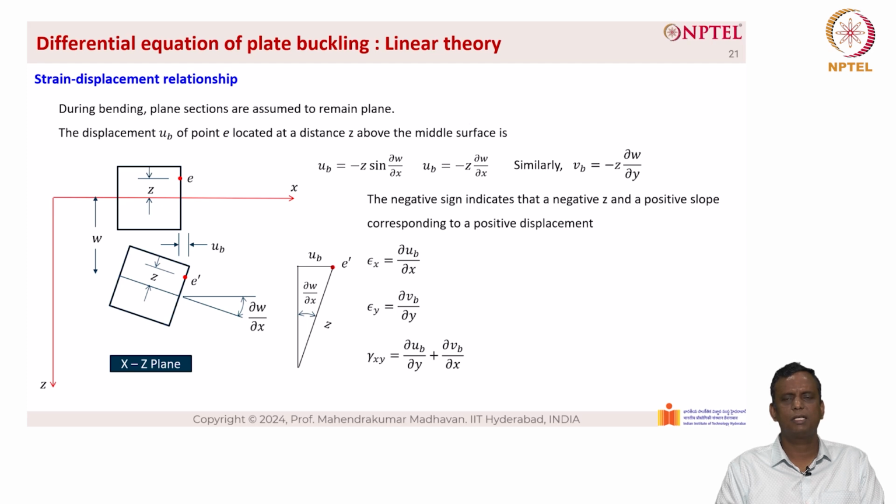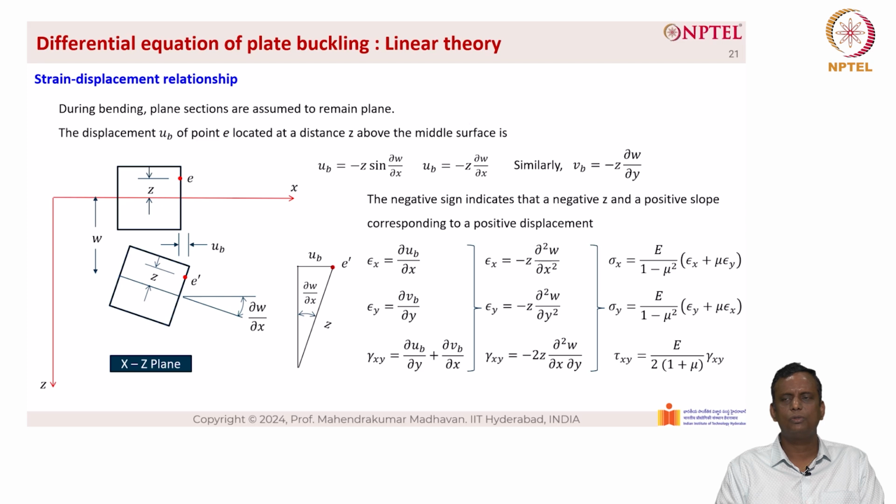We have epsilon x equal to dou ub by dou x and epsilon y equal to dou vb by dou y, and gamma xy equal to dou ub by dou y plus dou vb by dou x. So when we substitute the above terms based on u sub b equal to minus z into dou w by dou x and v sub b equal to minus z into dou w by dou y, we have epsilon x equal to minus z into dou square w by dou x square, and epsilon y equal to minus z into dou square w by dou y square, and gamma xy equal to minus 2z into dou square w by dou x dou y.